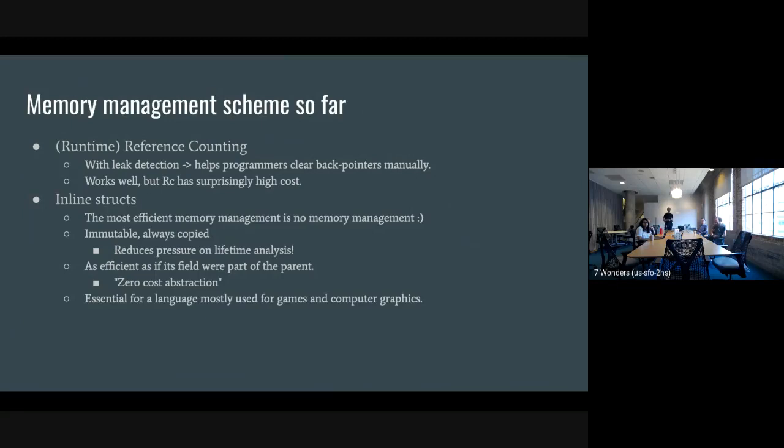The other thing that Lobster does is have inline structs. Of course, the best way to have efficient memory management is to not do that memory management in the first place. So these inline structs are inline to their parent. They are immutable. They're always copied. Besides being very efficient, this is also important for lifetime analysis, because all these copied objects are effectively invisible to the lifetime analysis algorithm. So they reduce pressure, if you will, on how many objects cause lifetime issues or dependencies, and therefore make the lifetime analysis algorithm more likely to succeed without any errors. So that's pretty cool. It's very efficient. It has similar zero-cost abstraction properties as you have in C++ or Rust. And it's kind of essential to have, especially in a language like this that is used for games and computer graphics. You have all these 2D, 3D vectors flying around everywhere that you don't want to be heap objects.